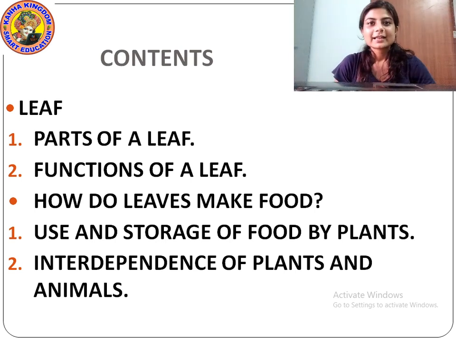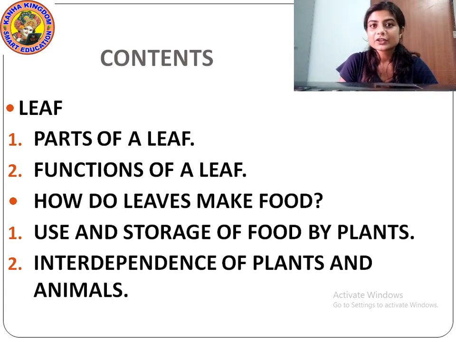So students, the contents of this chapter are leaf. First we will study about the leaf. What are the parts of a leaf and what is the function of a leaf? What are the different functions of a leaf? Okay. Then how do leaves make food? Then what are the uses and storage of food by plants? How is this food used and stored by the plant?